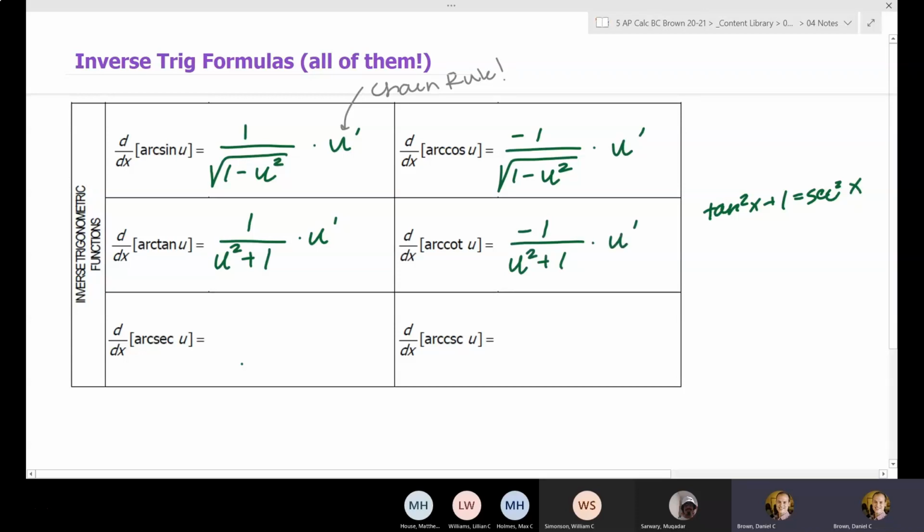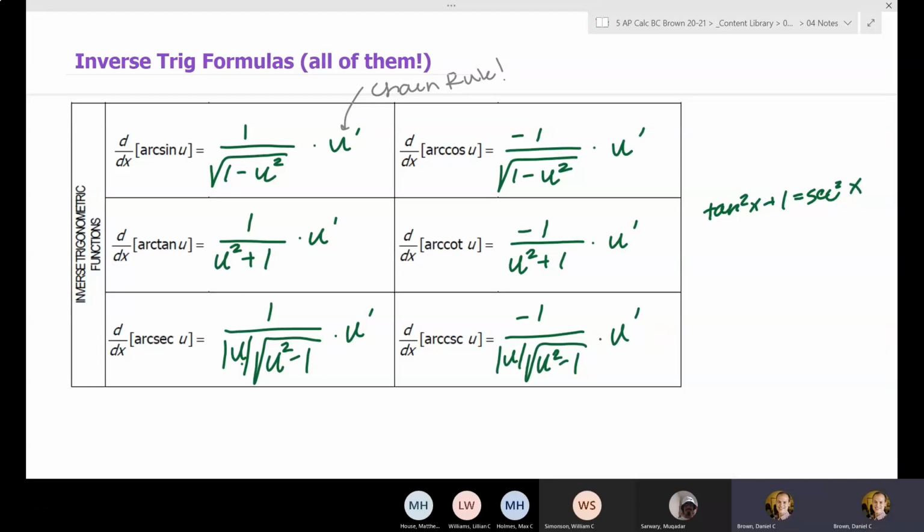And then the ones that are weird are going to be the derivative of arc secant and arc cosecant. When you have the derivative of arc secant, there are 2 parts to it, like how the derivative of secant is the product of secant times tangent. The derivative of arc secant also has 2 parts, and it looks like this: 1 over the absolute value of the inside times the square root of the inside squared minus 1. There's my chain rule. Arc cosecant is negative of that same thing: the absolute value of the inside times the square root of the inside squared minus 1, times the chain rule.